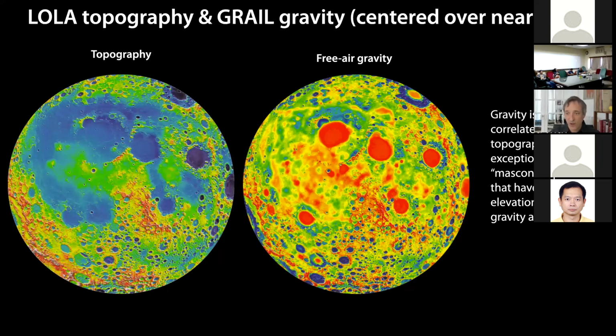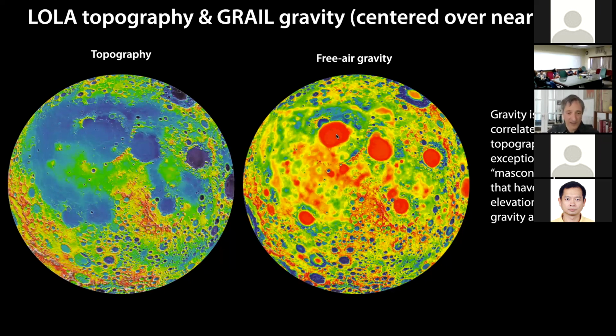Now, there is one major exception to this kind of rule of the two fields being correlated, and that are the so-called mascon impact basins. So these are the largest impact basins on the near side, such as Serenitatis, Imbrium, and Crisium. These basins have low elevations, but when you look at the gravity field, they have extremely high positive gravitational accelerations.